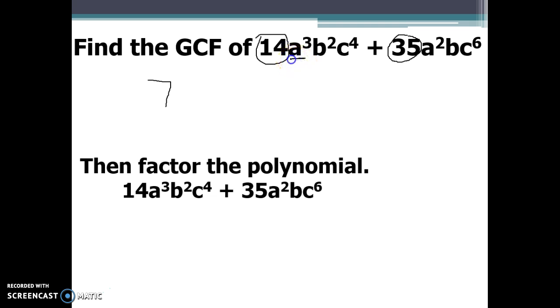I can then look at the next one. I'll underline this, a and a. I have an a cubed and an a to the 2nd. I want to know the biggest thing that goes into each one. The trick when you're dealing with variables is that you can just look at the exponent. Whatever the smaller exponent is, that is the biggest thing that goes into both. So for a to the 3rd and a to the 2nd, a to the 2nd is the GCF. I can do the same thing with b. I'll do a little squiggle here. You can notice b squared and b: b is the smaller exponent, so that goes into both. And then with c, I have c to the 4th and c to the 6th. The smaller exponent is c to the 4th.